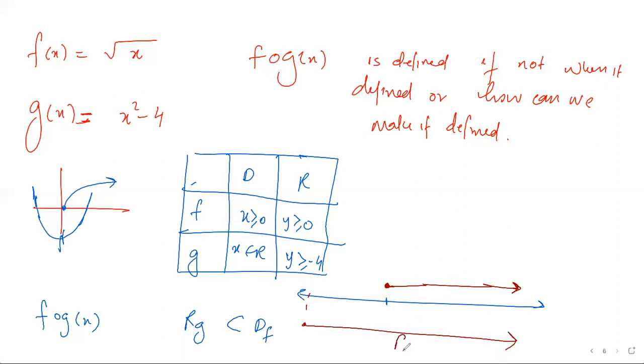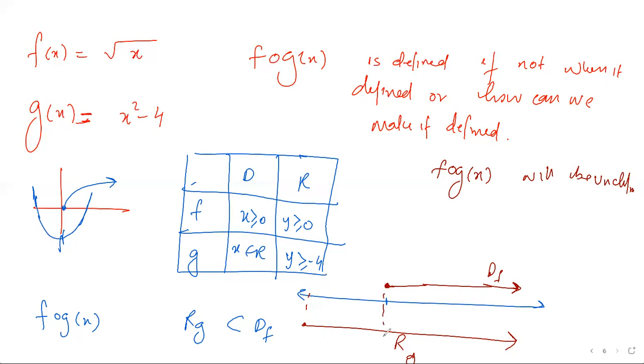So this is the range of g, and this is the domain of f, and the range is not entirely in the domain of f. Hence f of g of x will be undefined for the given situation, because if the output of the first function is not in the domain of the second, outside function, then it won't be defined. It will not be defined for all the x values.